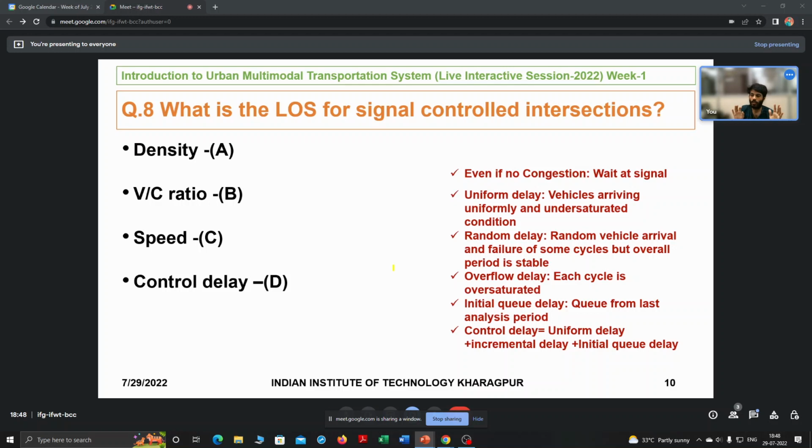that is initial Q delay. Now this random and overflow will be clubbed together as the incremental delay, what I have shared here, and then the uniform delay and initial Q delay. So the total is the control delay. So then here the answer would be control delay.